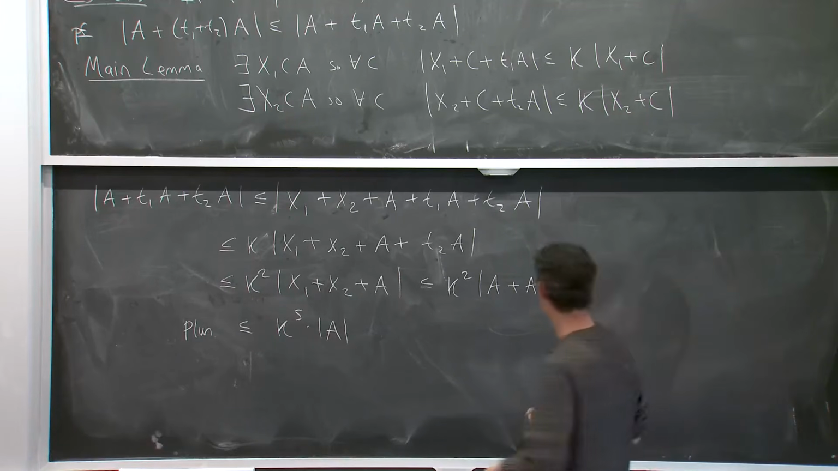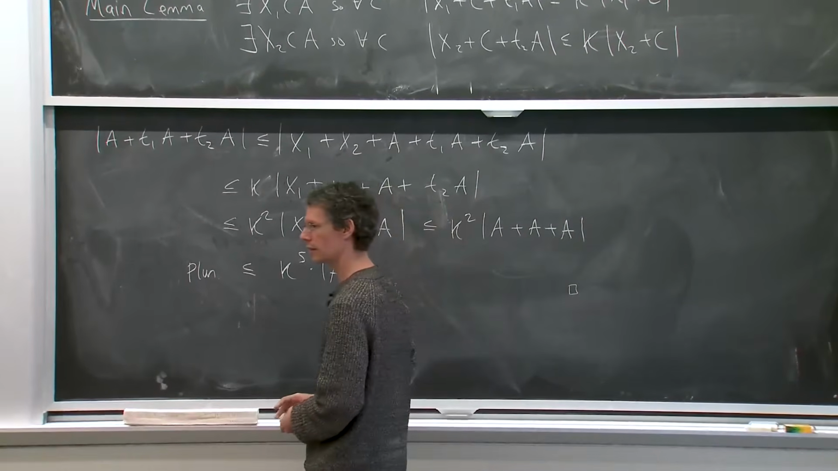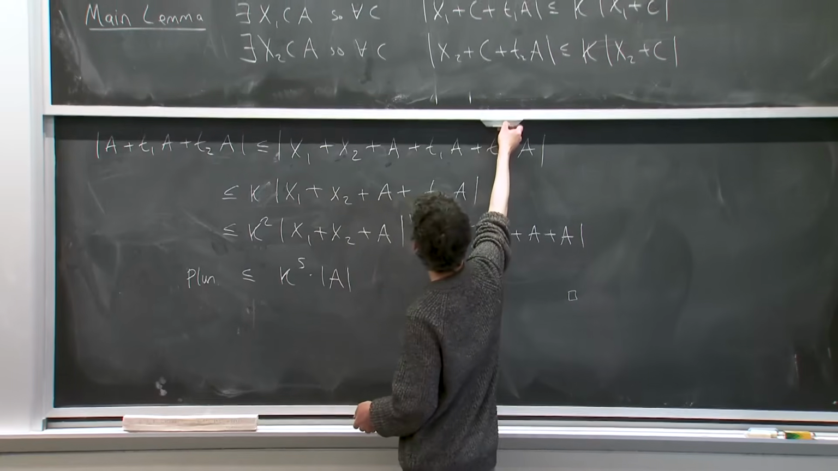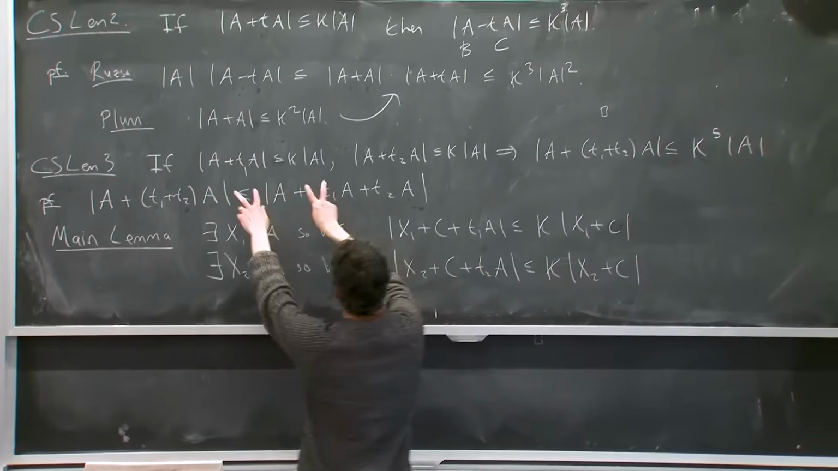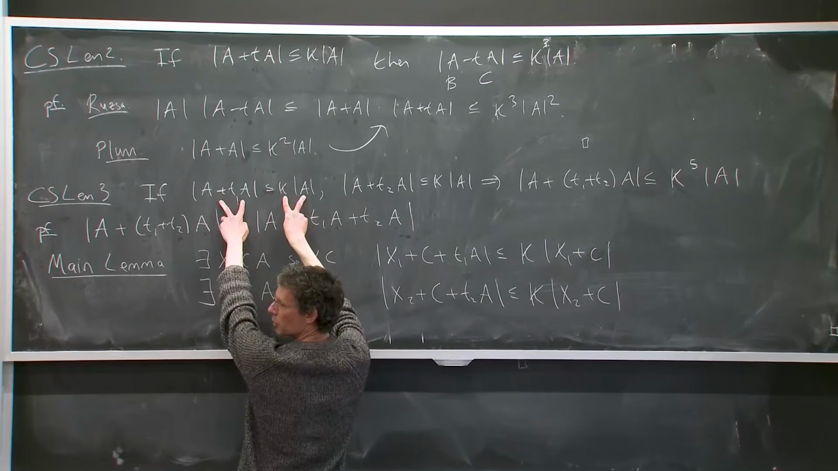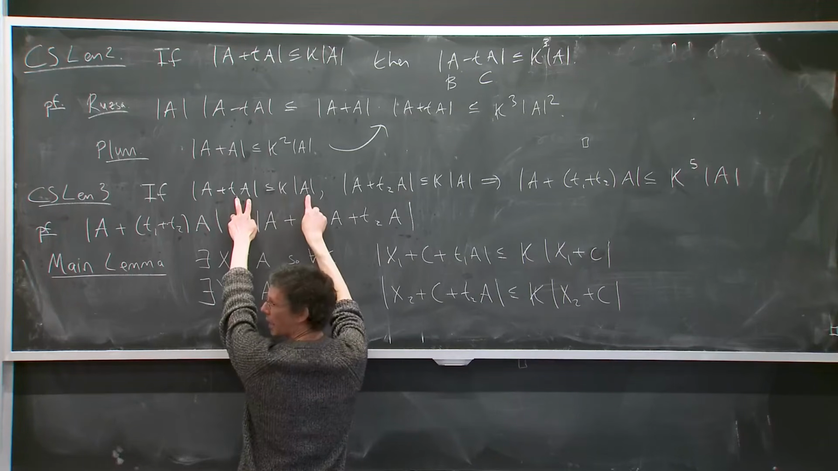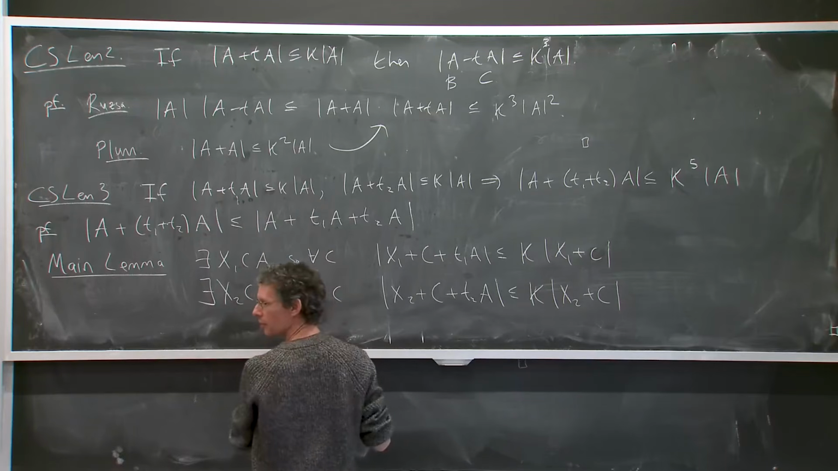Wouldn't you need that A plus A is less than kA, but you can only get k squared A from the A plus T1A event? So starting from here and applying Plunnecke, I can say, if you call this guy B, that B plus B plus B is bounded by k cubed A. And B plus B plus B is the same as, yeah.